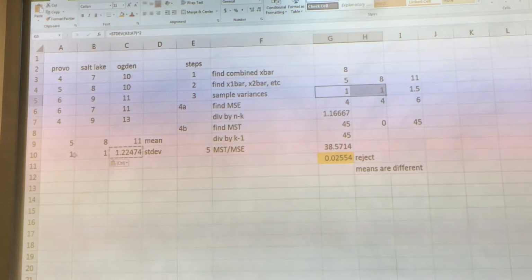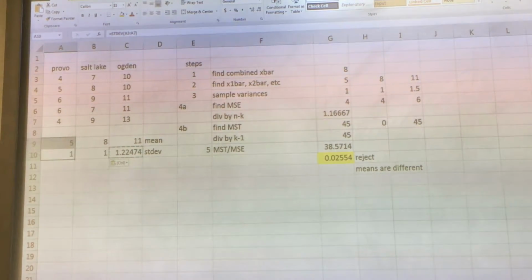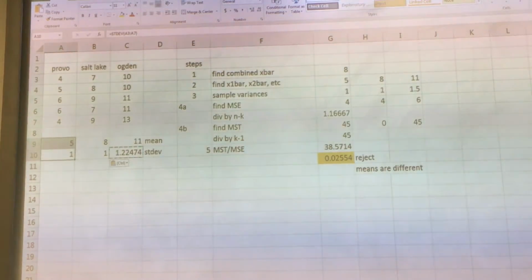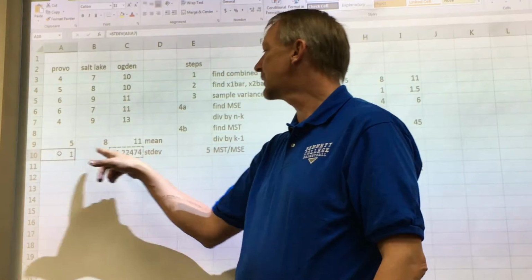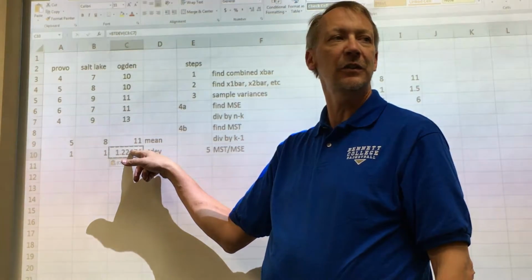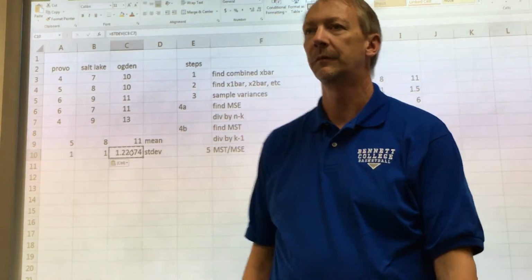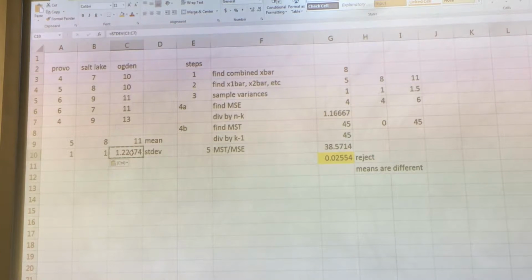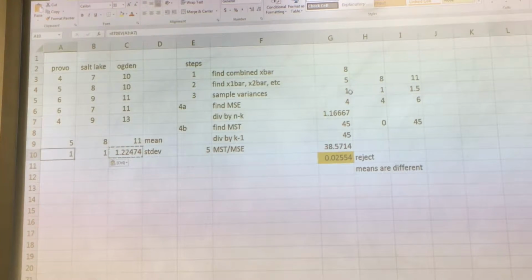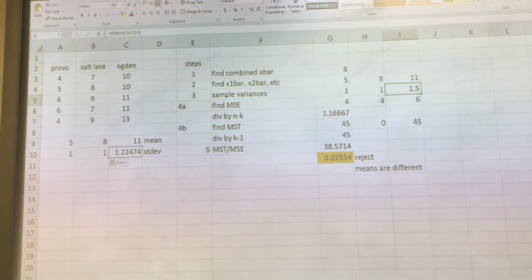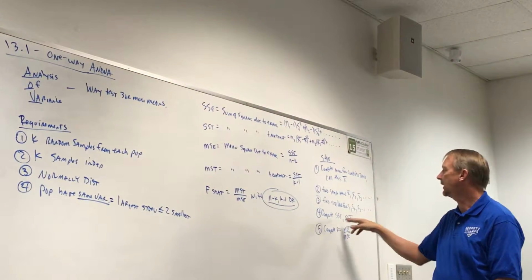Your variance, so I found the standard deviation. Let's just look at the standard deviation really quickly, just to remember. If I double the smallest one, that's 2.1 point, the largest one is less than 2, so we're good. So really what I need is the variance. If I take 1 squared, I get 1. 1.22 squared, I get 1.5. So that's what I get here, step 3.